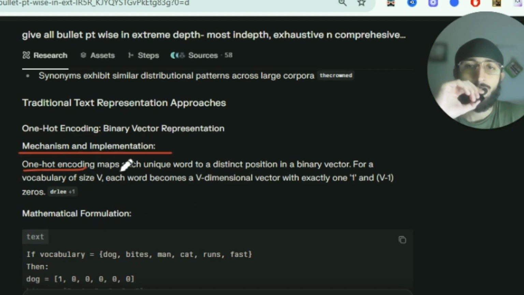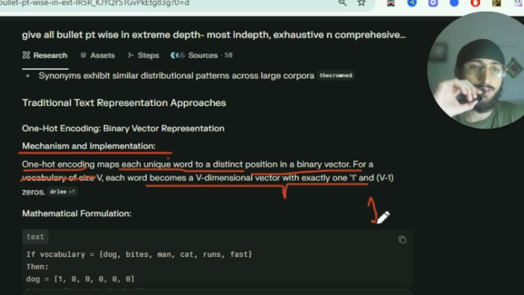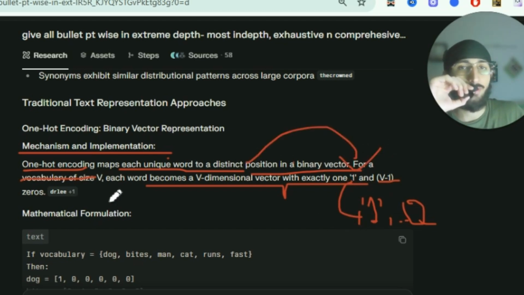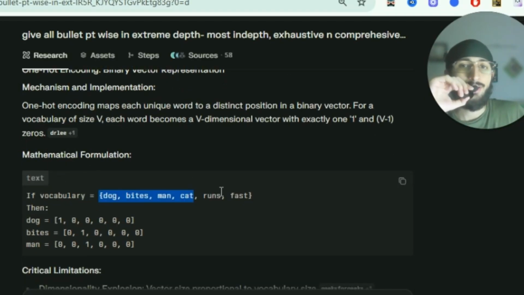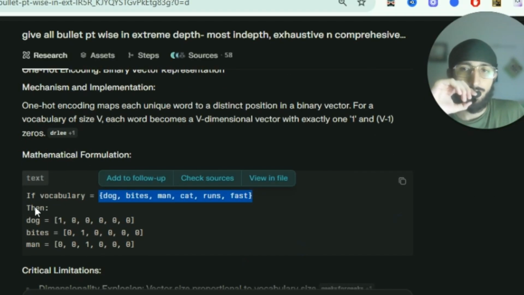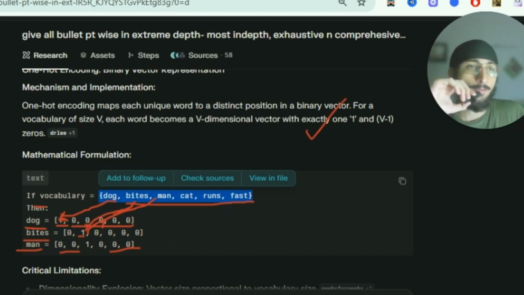Mechanisms and implementation. One-hot encoding maps each unique word to a distinct position in a binary vector. For a vocabulary of size V, each word becomes a V-dimensional vector with exactly one 1, and the remaining V minus 1 zeros, right? So the 1 basically denotes the position in the binary vector. For example, if the vocabulary is dog bites man, cat runs fast, then dog is assigned index 1, and all the other indices are 0 because dog is not present there. Similarly, for bites, the bites index is 1 and the others are 0; similarly man at index 2, and all others are 0. So that's what is written here.